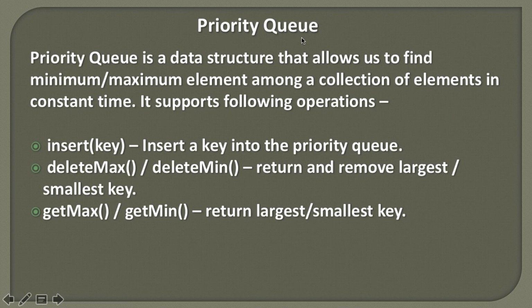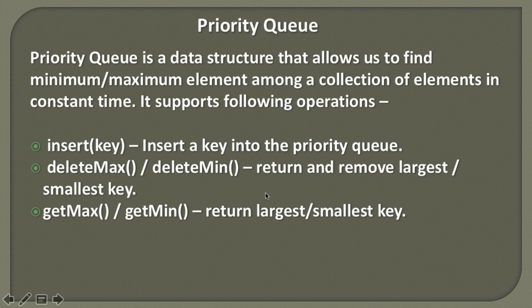Usually a priority queue supports three operations. One is the insertion operation, where we insert a particular key into the priority queue. The second operation is delete max or delete min. Whenever we call delete max, it returns and removes the largest key from the priority queue, and whenever we call delete min, it removes the smallest key from the priority queue and returns it.